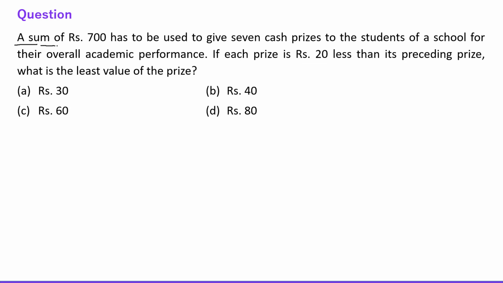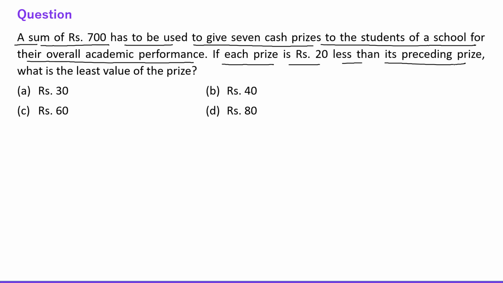The next question says a sum of rupees 700 has to be used to give 7 cash prizes to the students of a school for their overall academic performance. If each prize is rupees 20 less than its preceding prize, what is the least value of the prize? Okay, everyone, here my suggestion would be use the options, right? Please don't solve this question with the equation, use the options. This would be my personal suggestion.